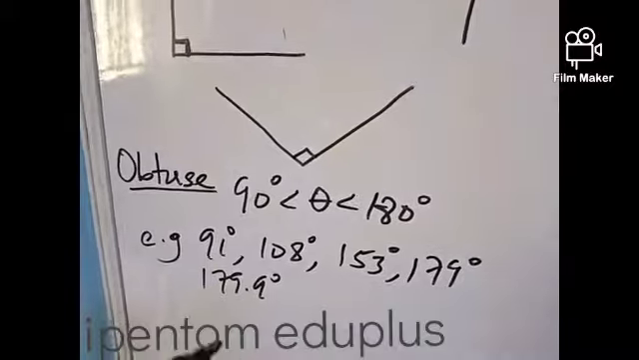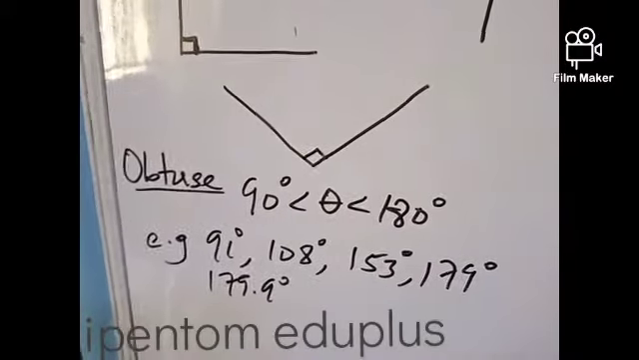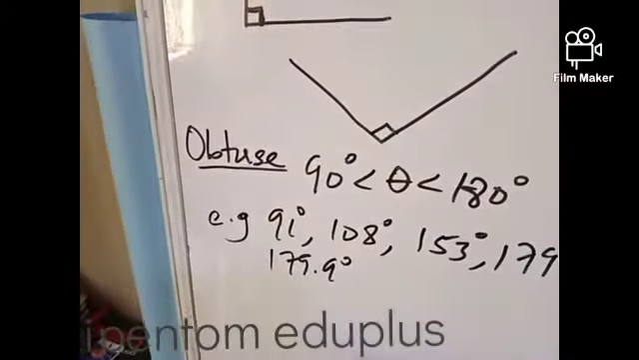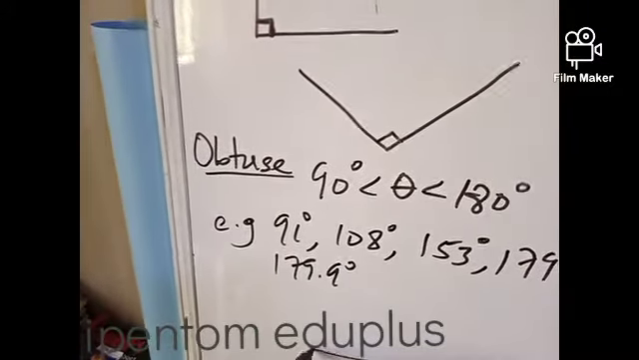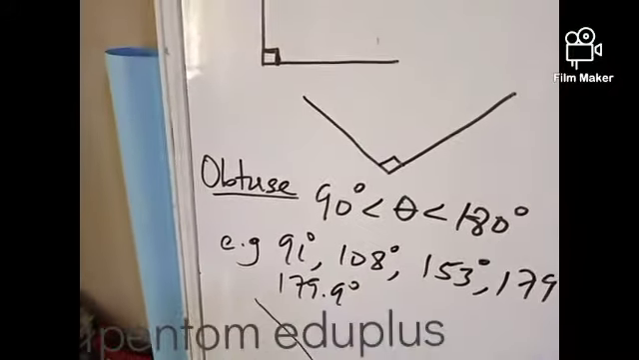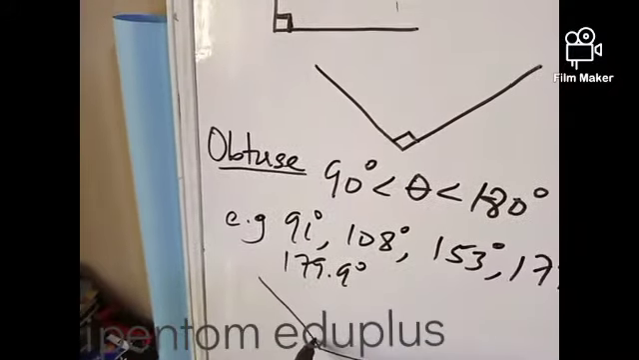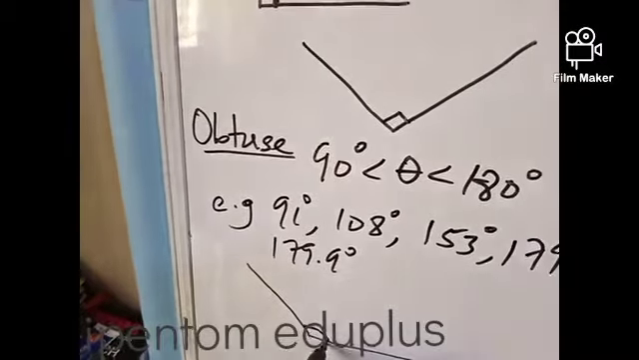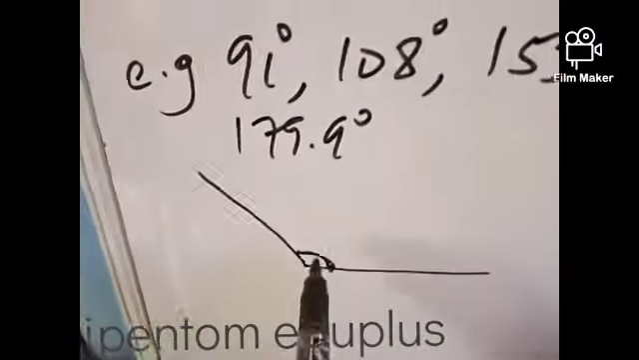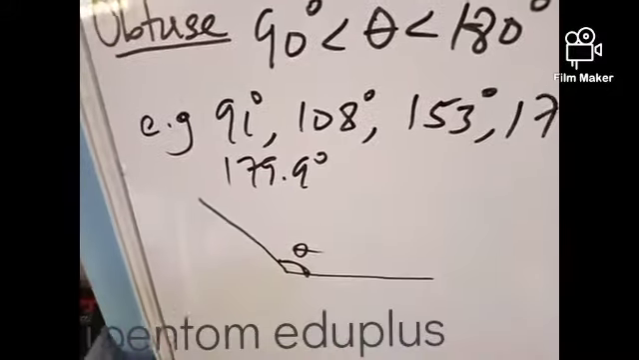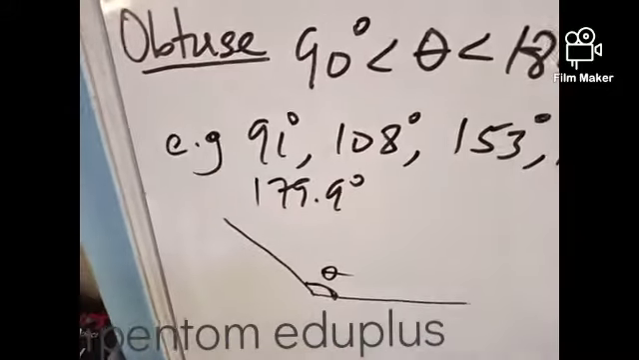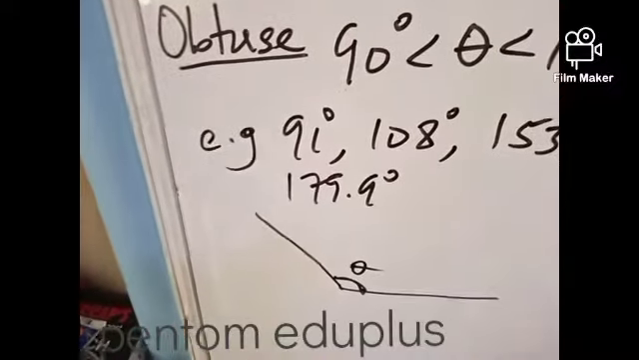Then how do we represent it using lines? We have a straight line and another one that is more open compared to acute. The angle between the lines here is obtuse. You can see it. So here theta is an obtuse angle because it's greater than 90 but less than 180. So that's for obtuse angle.